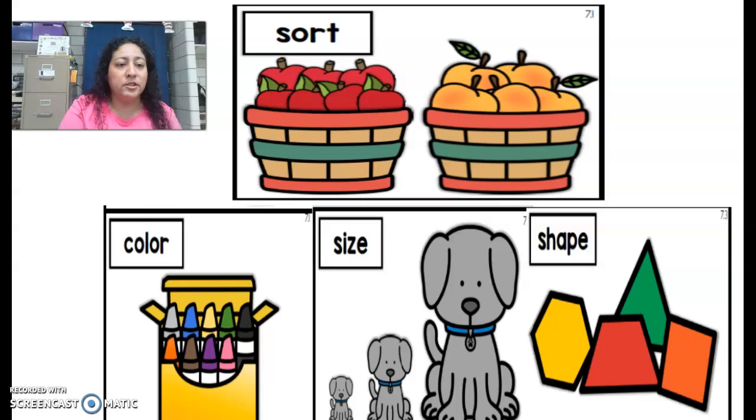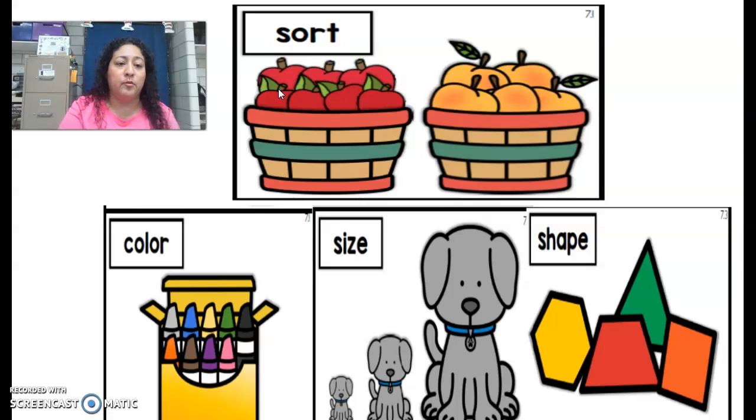Today we're going to continue with sorting. Do you remember what sorting means? Okay, this picture right here shows sorting of apples. So sort means putting things into groups. And when you are sorting, you're looking at the attribute. You're looking at how the object looks. And there are different ways you can sort things. You can sort them by color, by size, or by shape, or just by type.